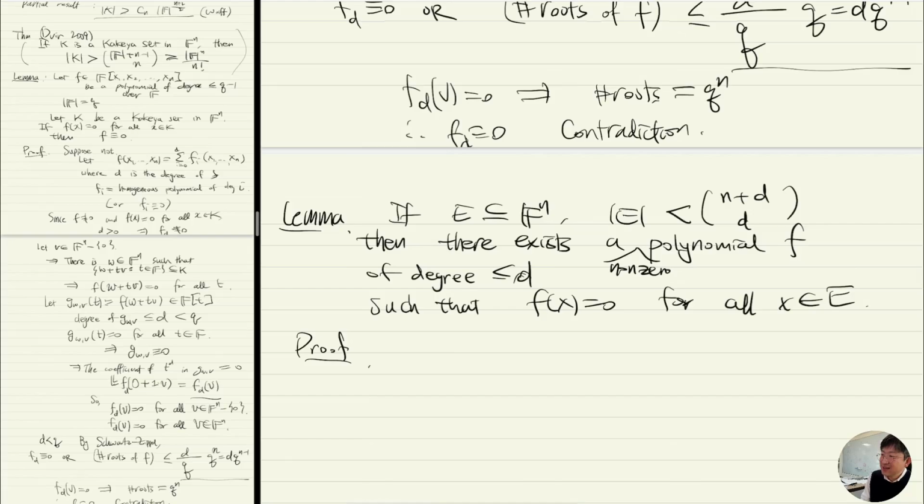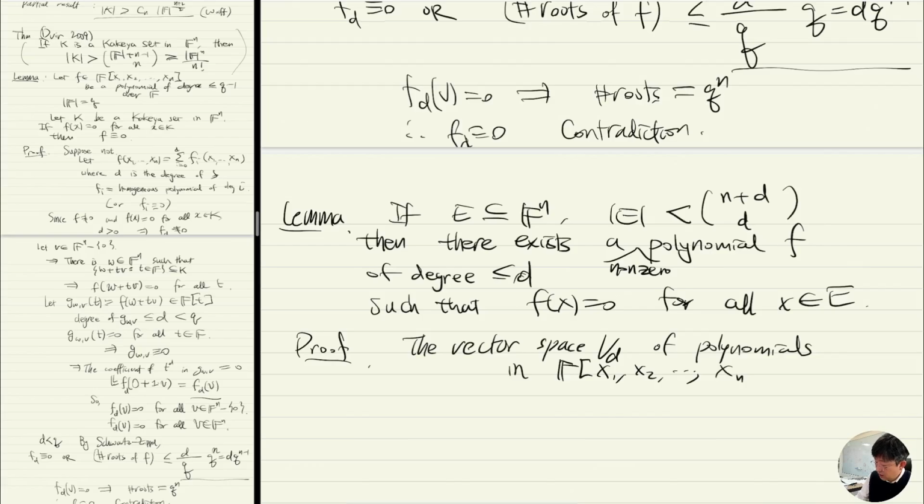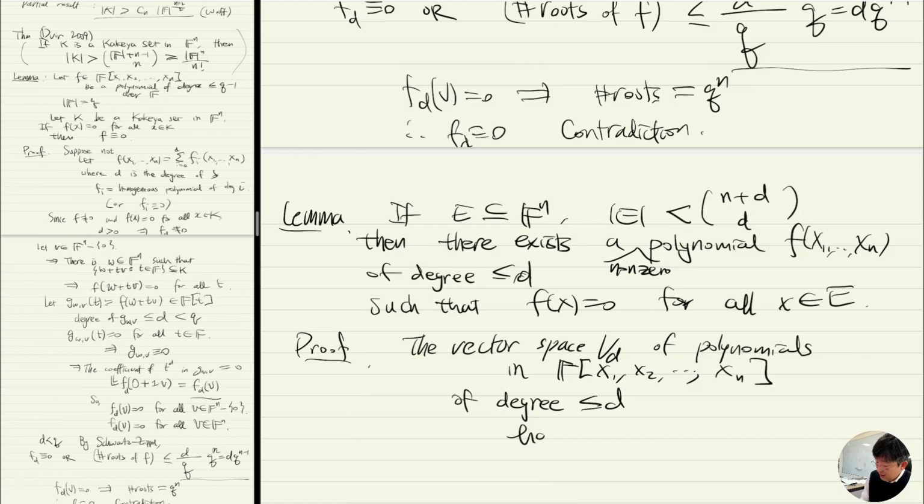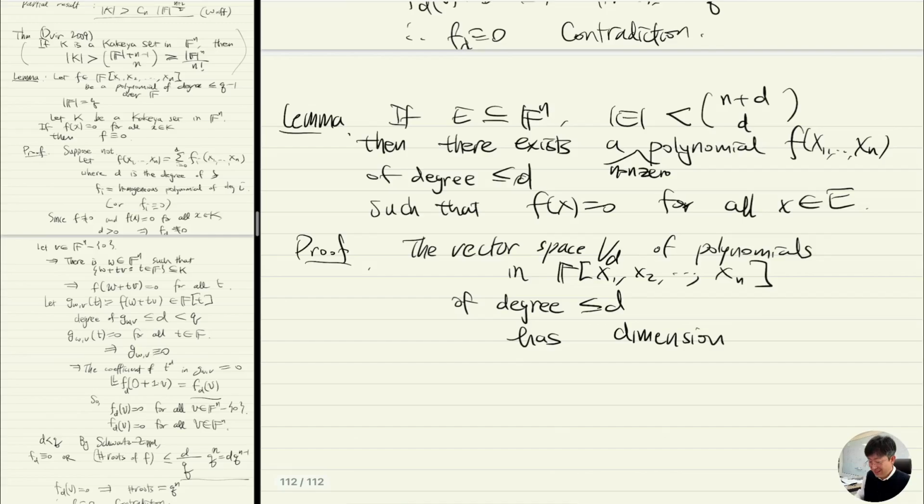How do we construct such a thing? What I do is think of the vector space V_d of polynomials with n variables, where n is the number of variables. With n variables of degree at most d, what is the dimension of that? Remember?